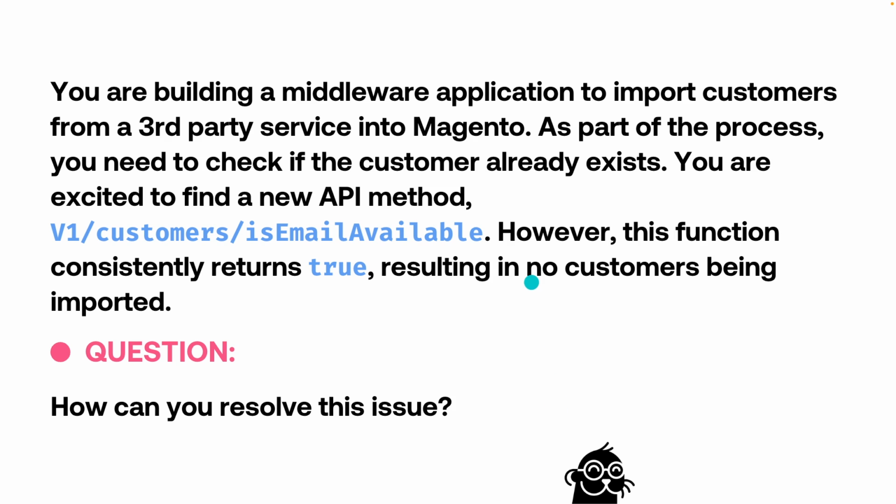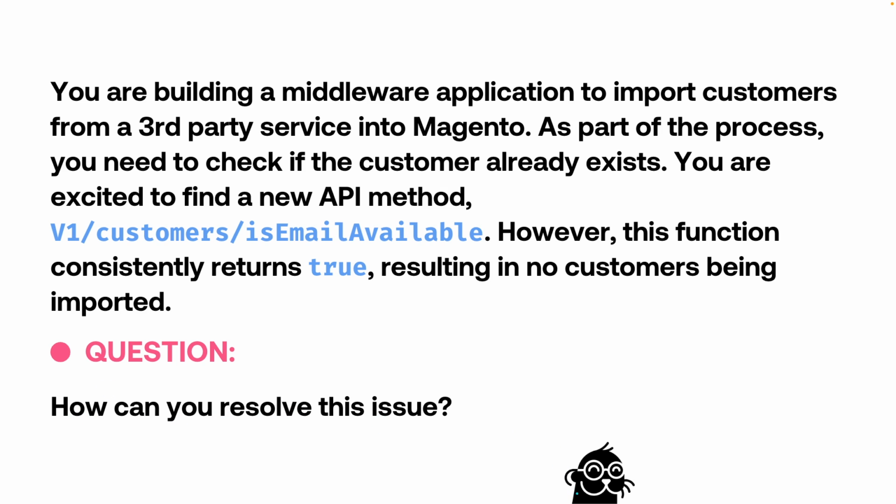You are building a middleware application to import customers from a third-party service into Magento. As part of the process, you need to check if the customer already exists. You are excited to find a new API method. This one right here is email available. However, this function consistently returns true, resulting in no customers being imported. How can you resolve this issue?